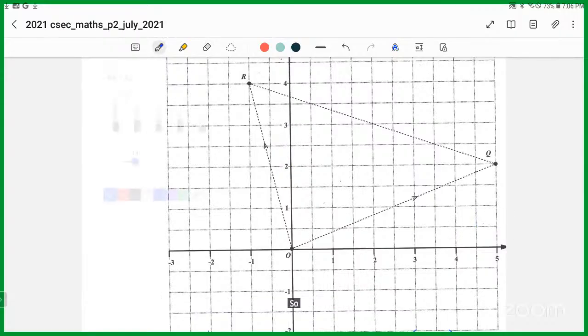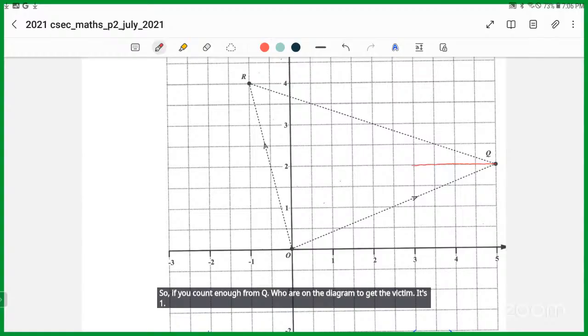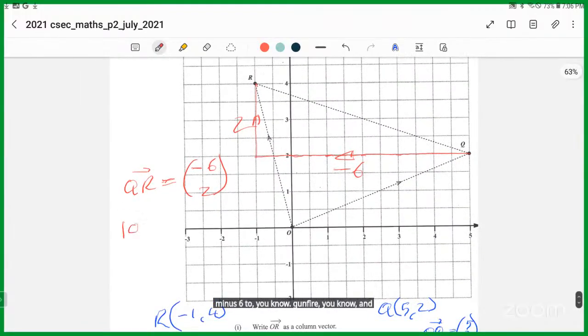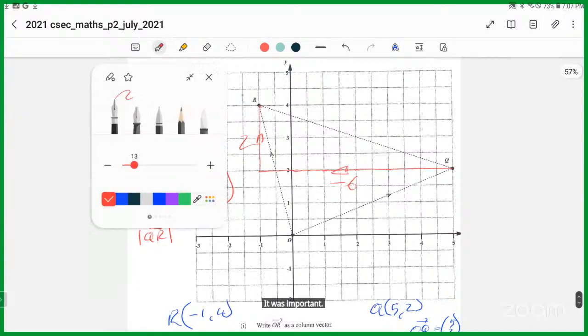So if you're counting off from Q to R on the diagram to get the vector, it's 1, 2, 3, 4, 5, 6 to the left. It's minus 6. And then 1, 2 upwards. That means that the vector QR on this diagram is minus 6, 2. Quick and fast. And so the modulus of QR using Pythagoras' theorem.